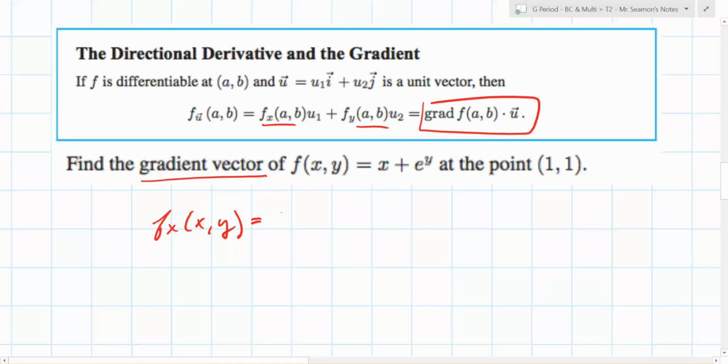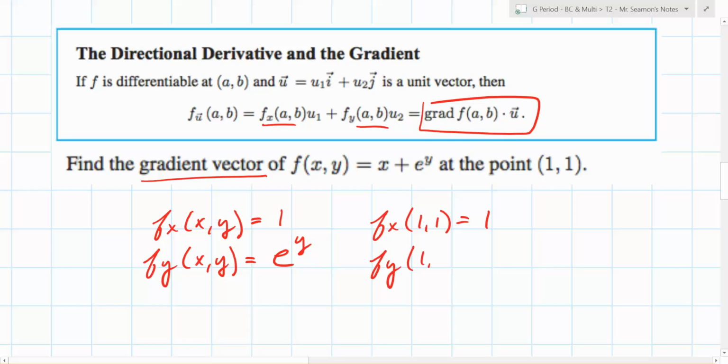1 plus 1. e. What about fy, xy? What's that going to be? Y. No, careful. Just e to the y. It's just e to the y. Okay, so what's fx at our point? 1, 1. It's always going to be 1. What's fy at 1, 1? e. So what is the gradient?